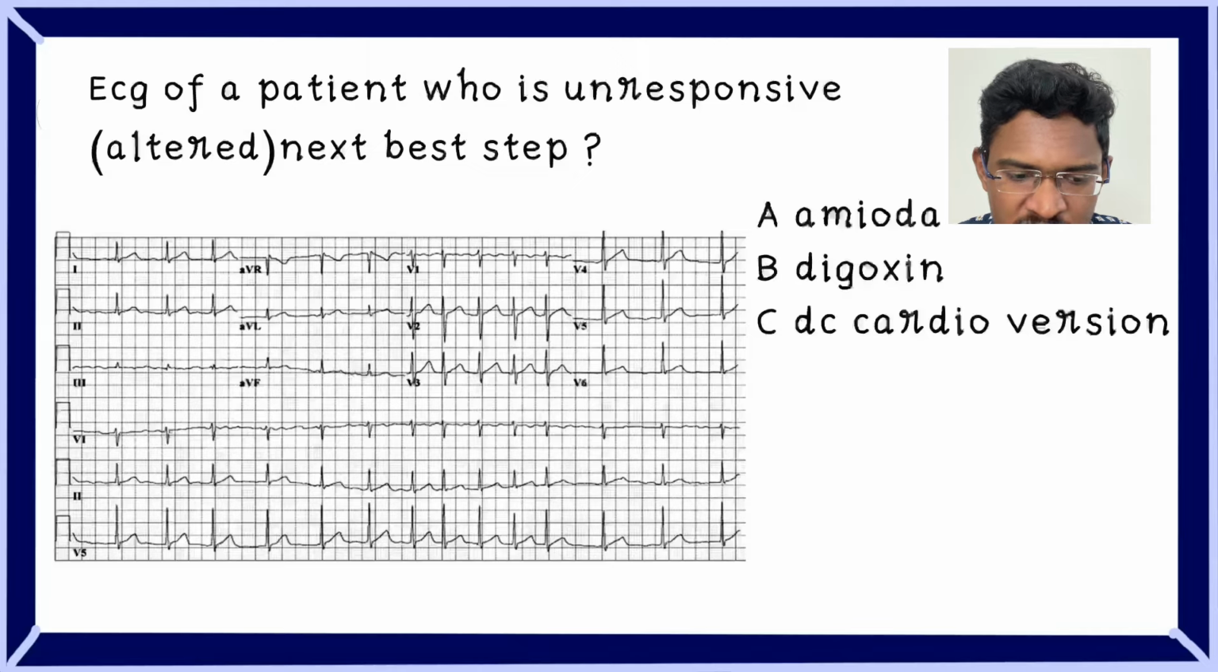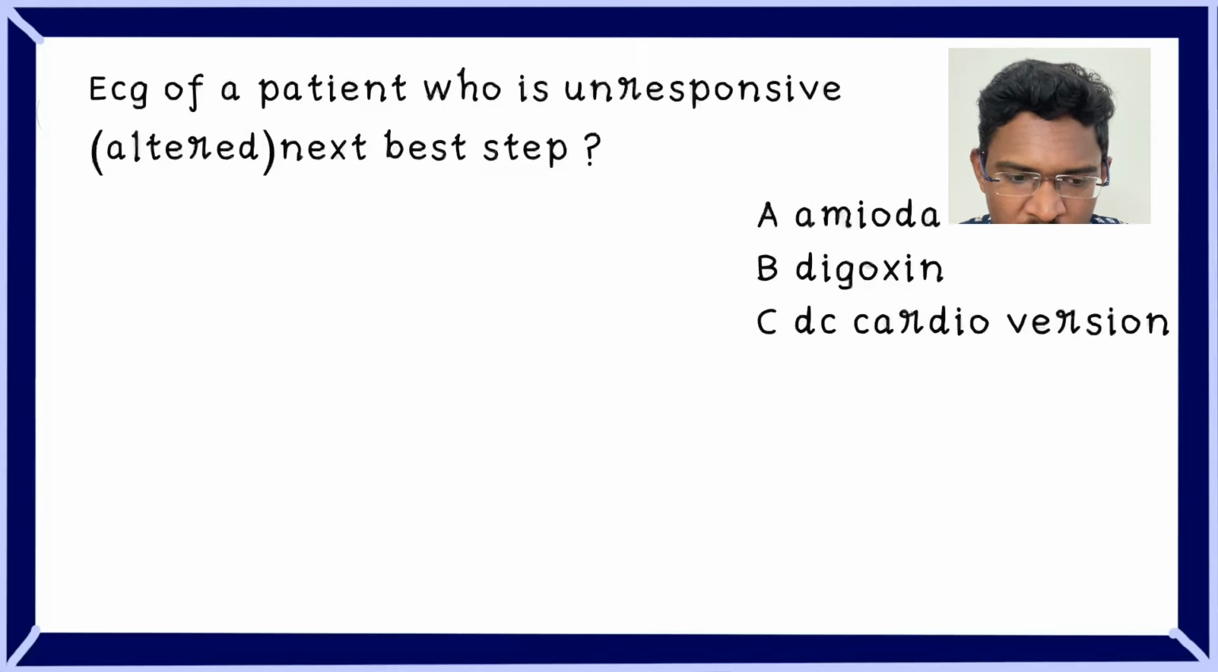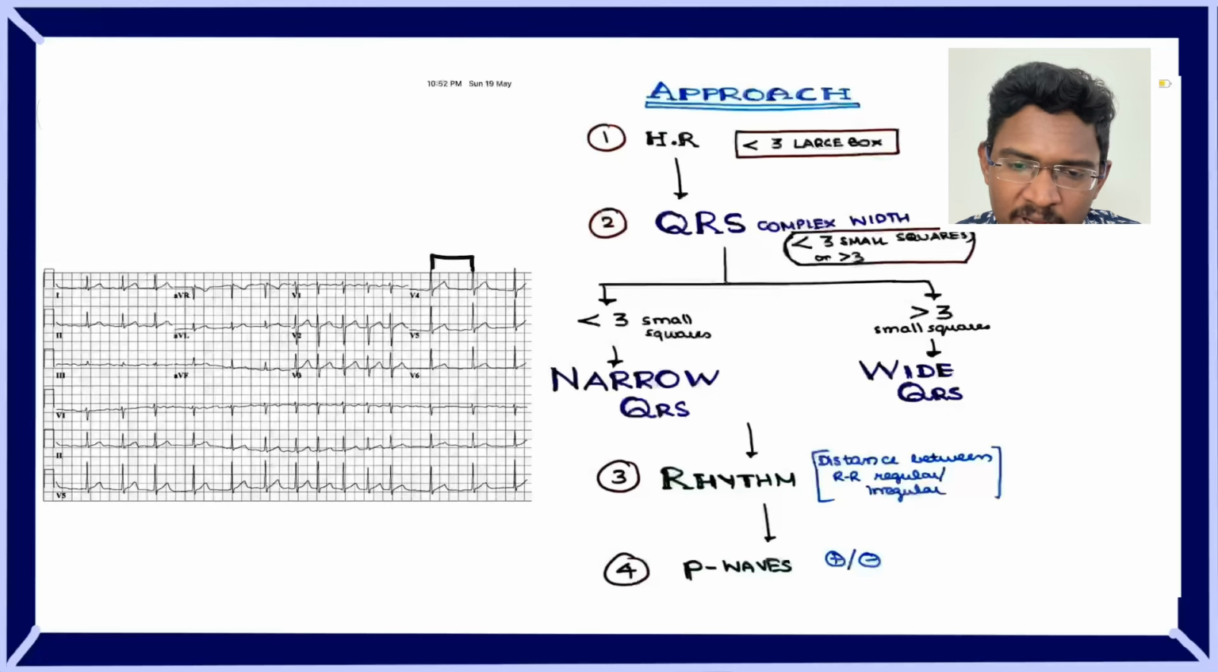So what is this ECG showing? Any approach to a tachycardia ECG: first you look at the heart rate. Heart rate, how to calculate? The distance between RR interval. If it is less than 3 large boxes, then it is tachycardia. Next, look for the QRS, 3 small boxes, the width of QRS, whether it's narrow or wide.